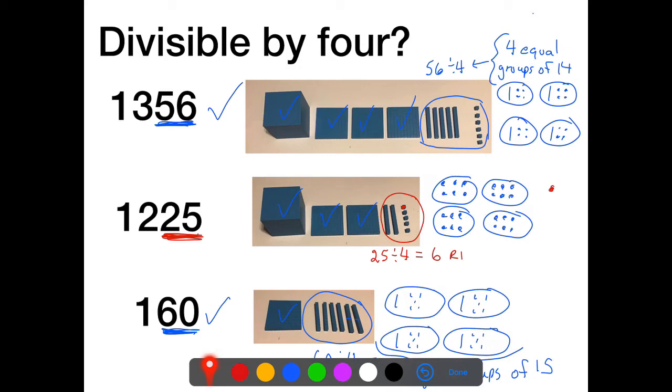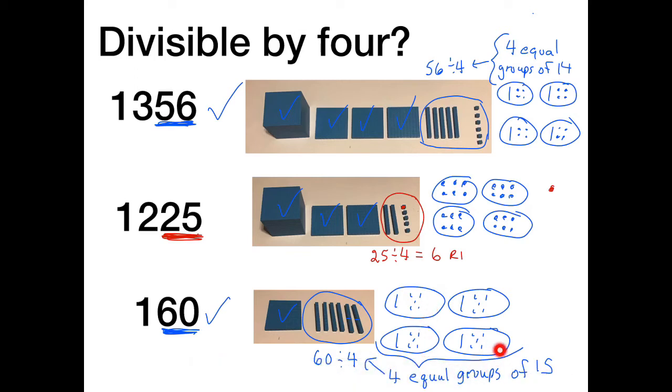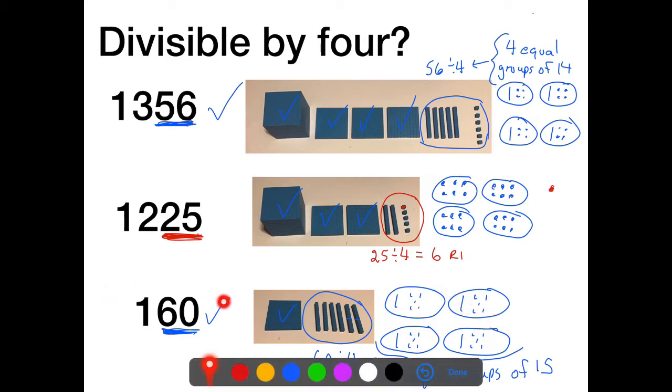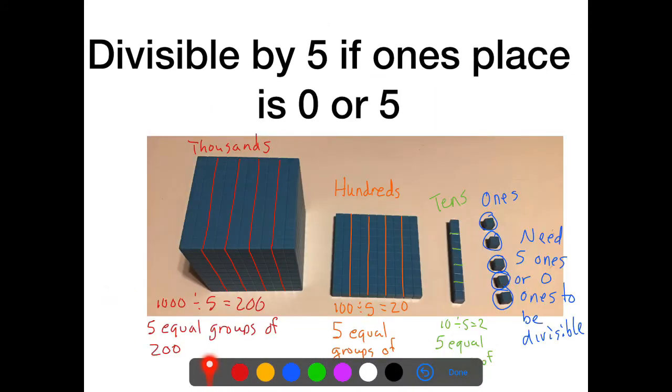160 is divisible by 4 because 60 is divisible by 4. Ignore the hundreds. My 6 tens can be broken into 4 equal groups of 15. 60 is divisible by 4, so the entire number is divisible by 4.